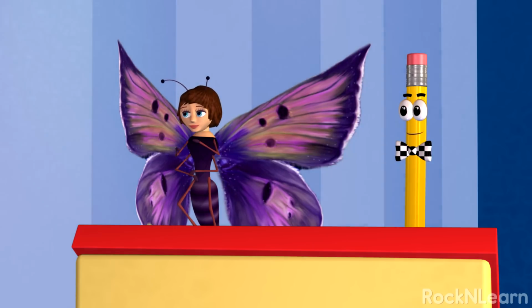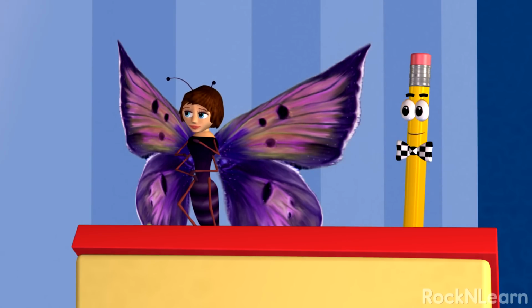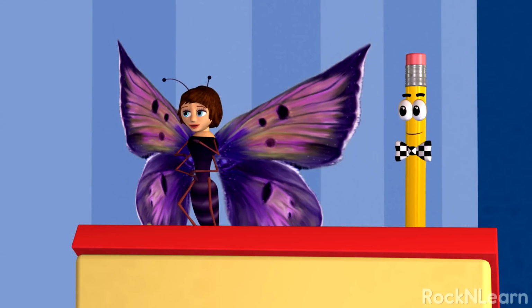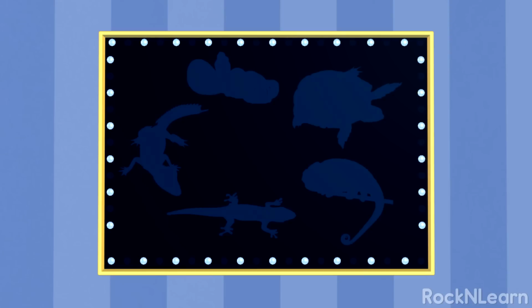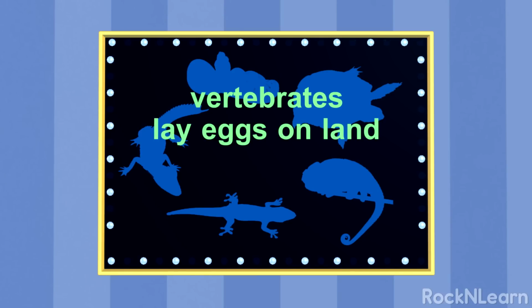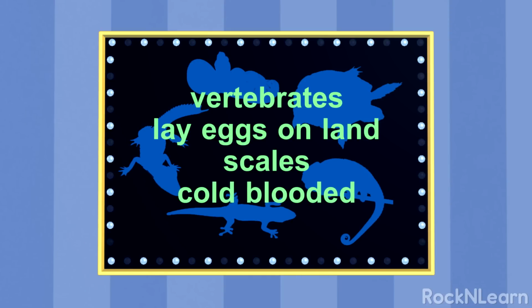Now remember, I list the characteristics, and you determine if you belong to that group. Are you ready? I'm ready. All of the animals from this group are vertebrates. These animals lay their eggs on land, and they have scales. All of them are cold-blooded. Do you belong to this group?